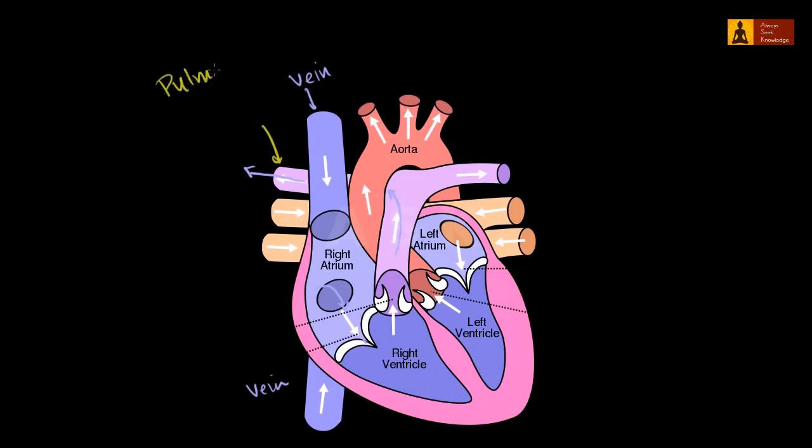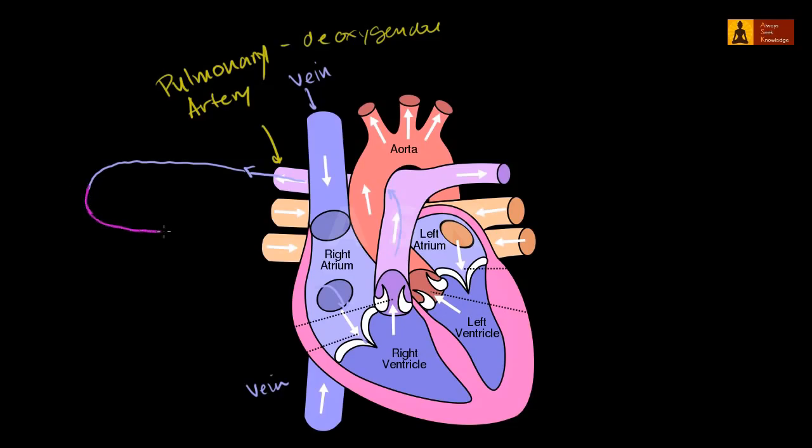I'm using the word pulmonary because it's going to or from the lungs, or it's dealing with the lungs. And it's going away from the heart. It's the pulmonary, sorry, away is artery. Pulmonary artery. And it is deoxygenated. Then it goes to the lungs, rubs up against some alveoli, and then gets oxygenated, and then it comes right back.